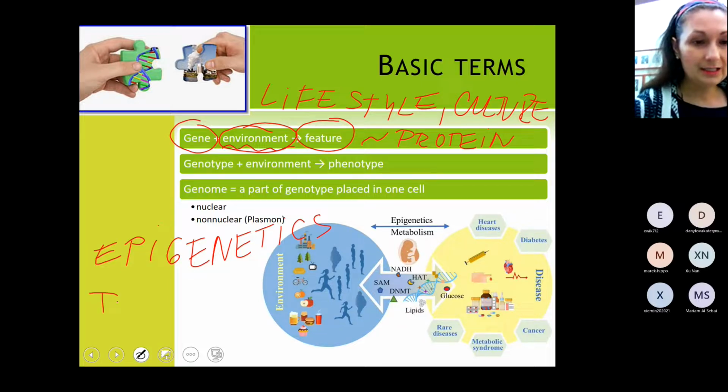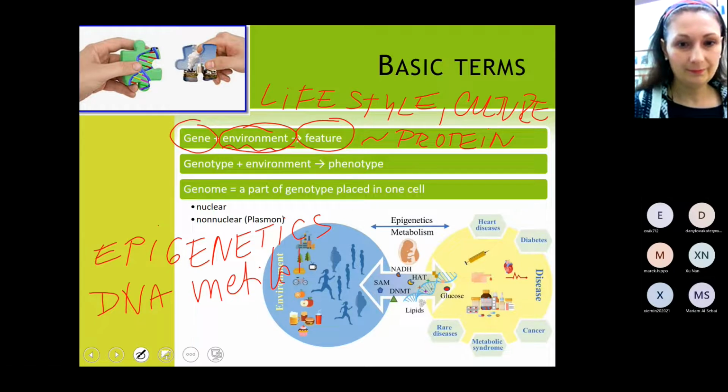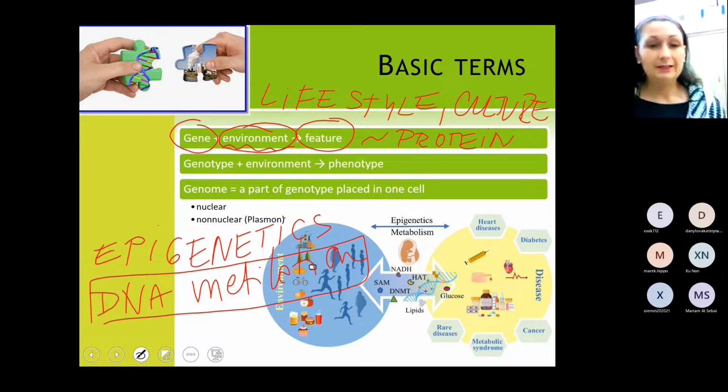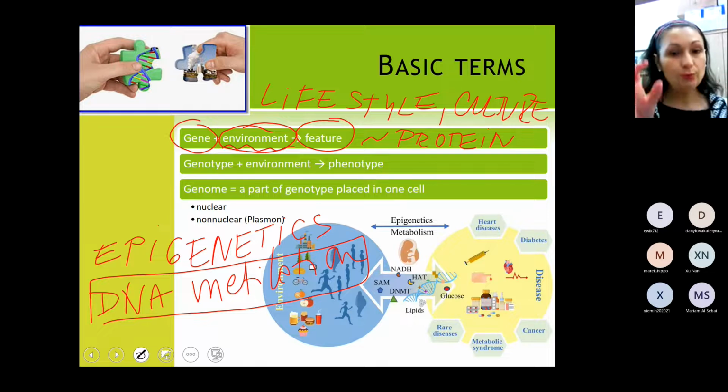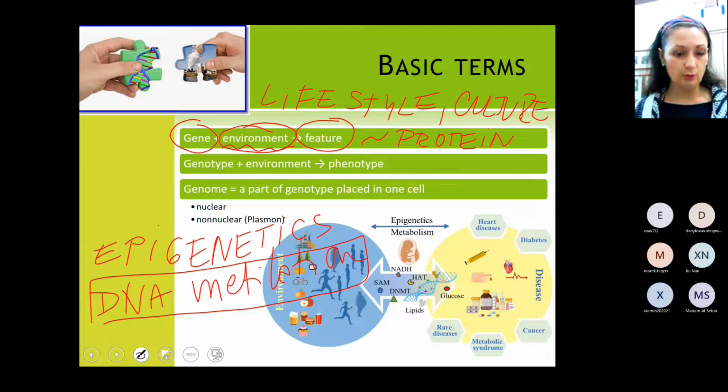Epigenetics, or DNA methylation. This is very important. Methylation is a chemical process, the addition of a methyl group to our DNA to block transcription of one allele. Once we are born as a newborn, we have practically no methylation in our DNA, so both alleles have the same chance to be used as a recipe for a protein.